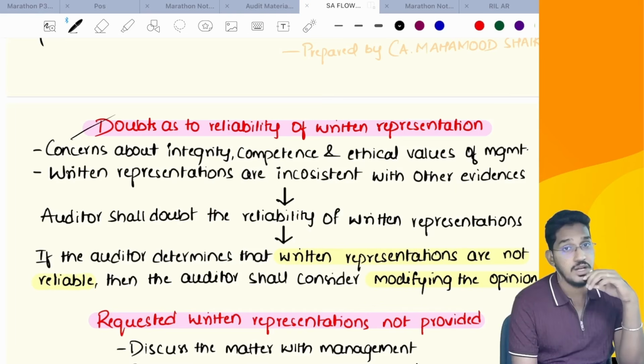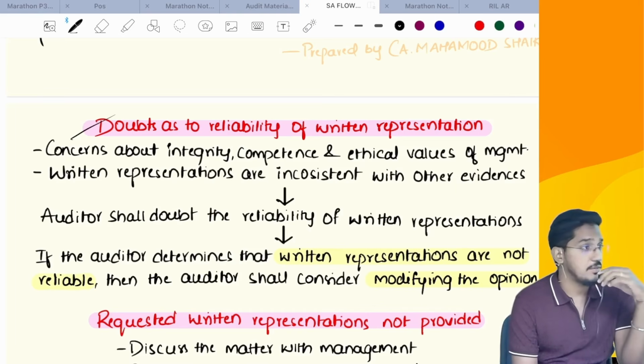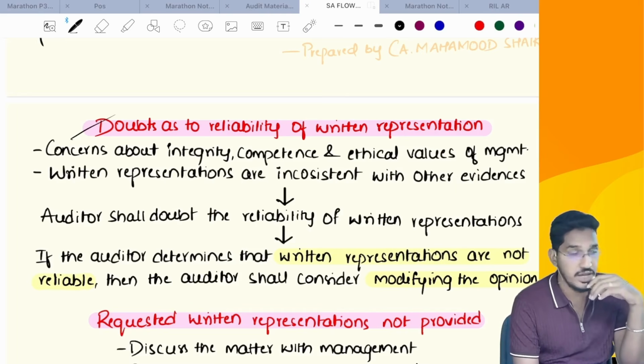Why a disclaimer? If the management has given the written representation itself wrong, what is the guarantee? Whatever information they have provided, whatever financial statements they have given you, to what extent are they genuine? Do you have any clarity? No. So that is completely a deadlock situation. In those cases, you can even go to the extreme and give a disclaimer of opinion.